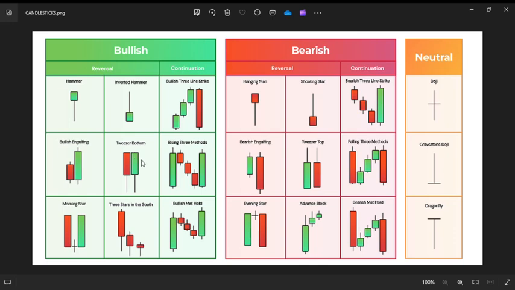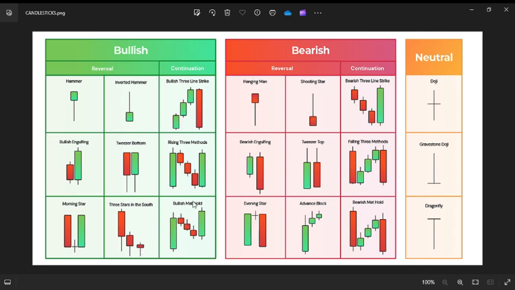The next one is the three stars in the south. The three stars in the south usually form at the end of a downtrend. Usually, as it moves down to the support level, the sellers lose strength, and one indicator that the sellers are losing strength is that the sell candlesticks begin to shrink. The sell candlesticks get smaller as they move to the support level or the demand level, and by so doing the buyers take over the market.